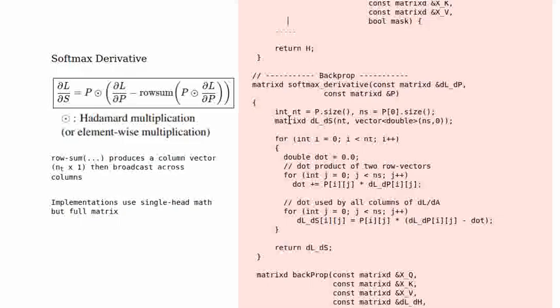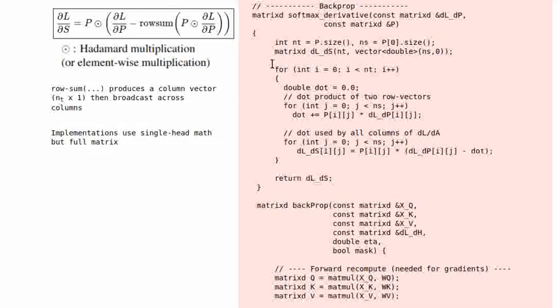And this shows its implementation. So nt is p.size. P is this P, the probability matrix. dl/dp is this dl/dp. These are input parameters. So we calculate nt and ns and declare the dl/ds with these dimensions nt and ns, and initialize all the elements to have values 0.